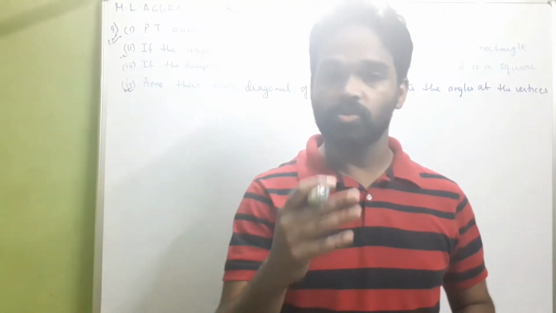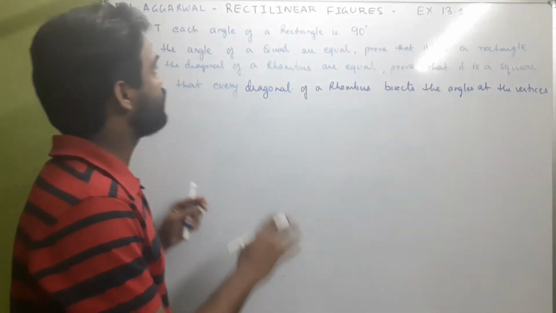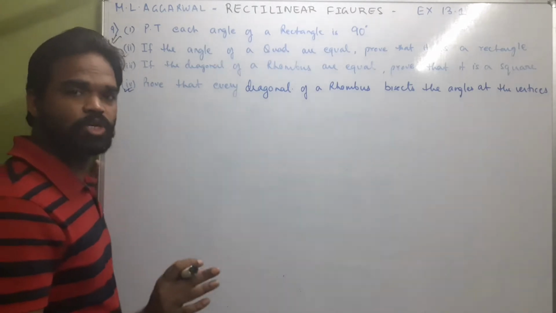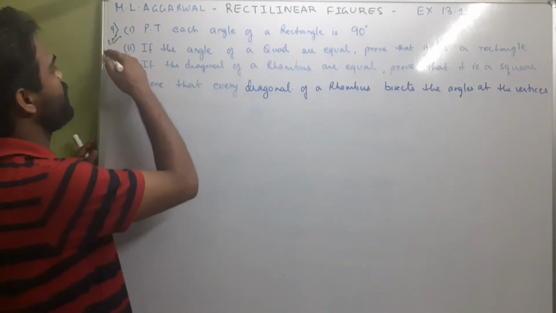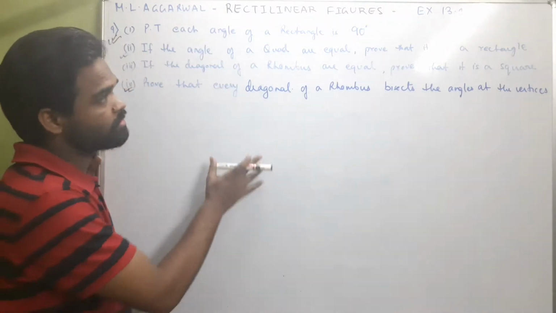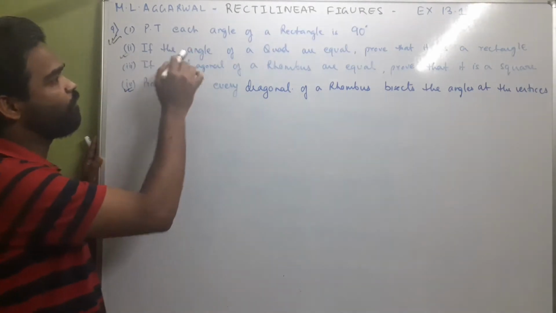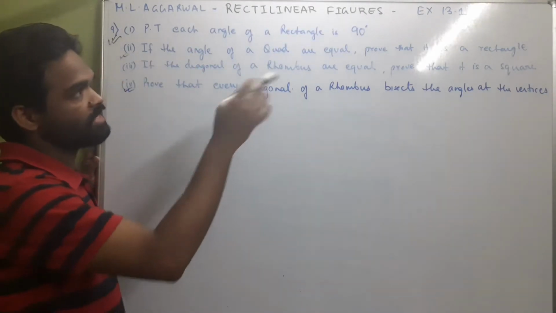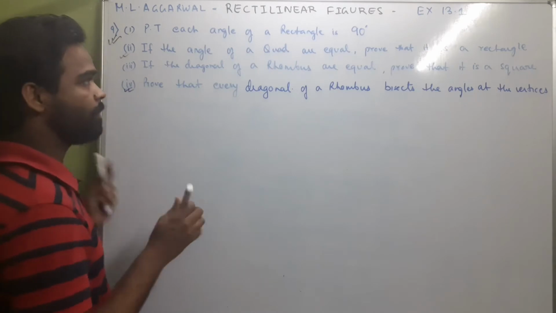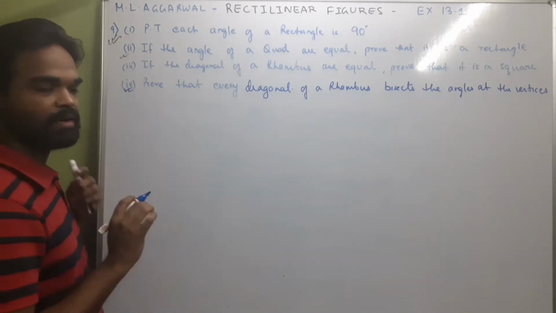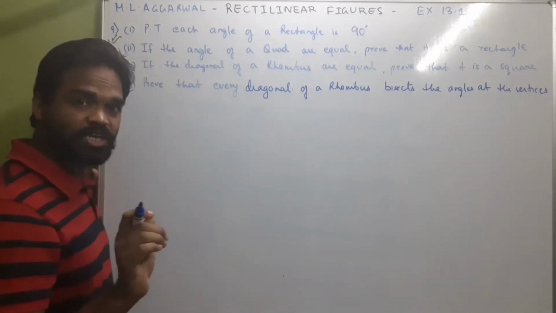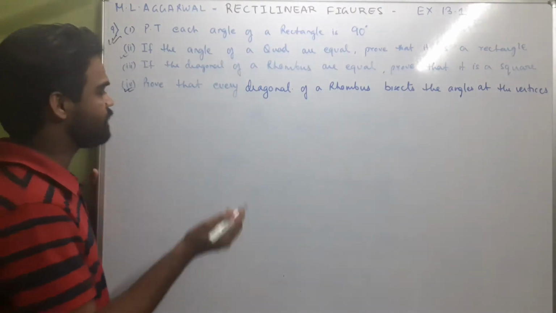Hi kids. In the previous video we already solved rectilinear figures, but some students were facing problems in sum number 9. So in this video we'll solve sum number 9, which has 4 parts. Exercise 13.1, rectilinear figures from Aggarwal. Look at the first part. Prove that each angle of a rectangle is 90 degrees.